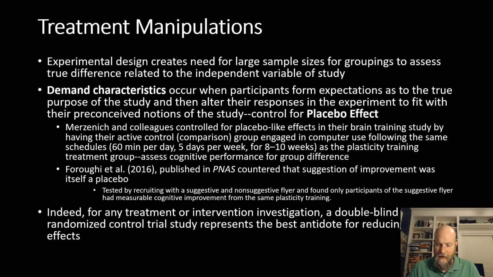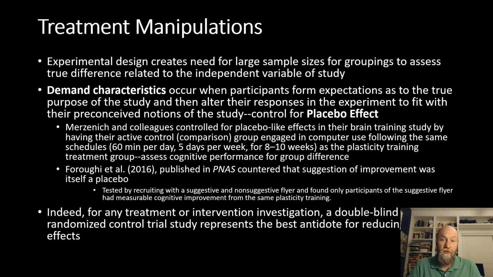There is a study by Feroji and colleagues that countered the suggestion that improvement was itself a placebo. They basically came along and they said that the reason why people who underwent brain plasticity training in the Merzenich study did better in terms of their cognitive performance was because of a demand characteristic or a placebo effect. What they pointed out was that perhaps it was clear from the way the researchers designed the study what it was they were measuring.